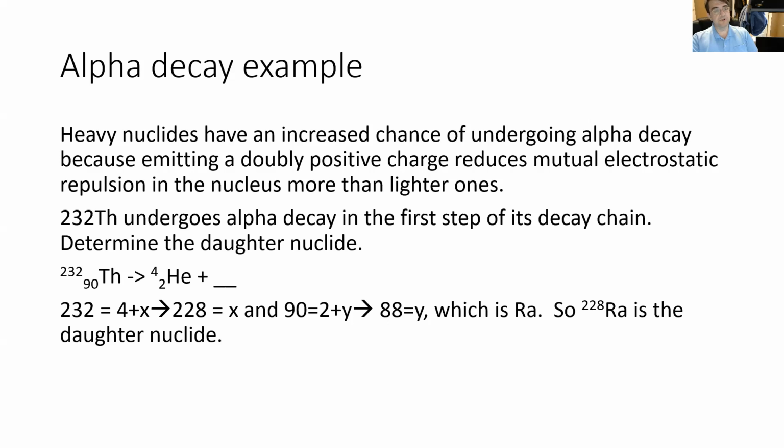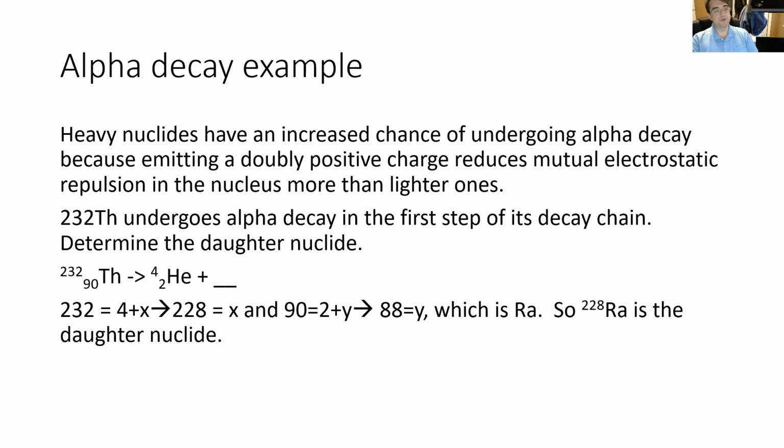So thorium-232 will undergo alpha decay in its first step. So we want to figure out what the daughter nuclide is. In order to do that, you start with thorium-232. You look up on the periodic table: thorium is atomic number 90. So you end up calculating the total number of baryons on the left.